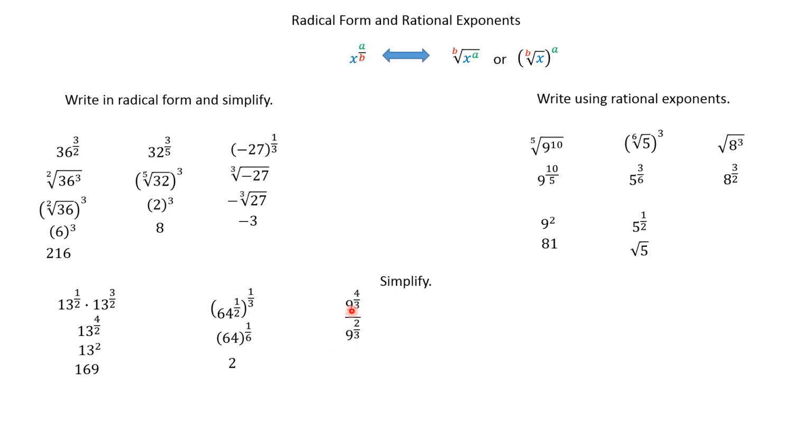Division. So we have the same base. When we multiply with the same base, we add the exponents. When we divide with the same base, we subtract the exponents. So we have 9 to the 4/3 and 9 to the 2/3. 4/3 minus 2/3 is just 2/3. And now we can square this and cube root it. And I would recommend doing it in that order because the cube root of 9 isn't going to be pleasant. So we'll square it and cube root it.